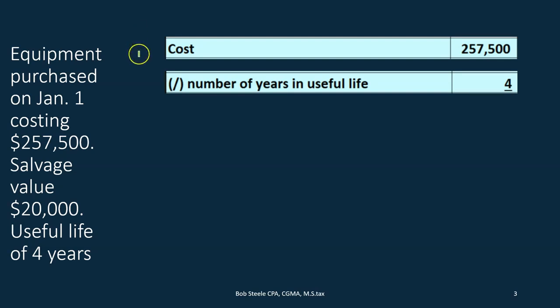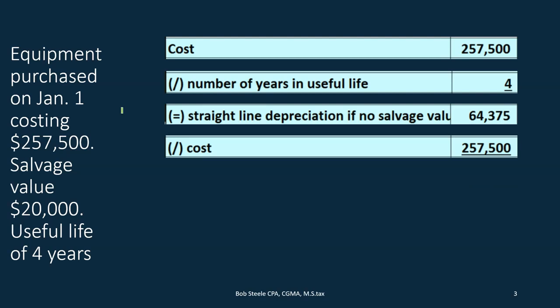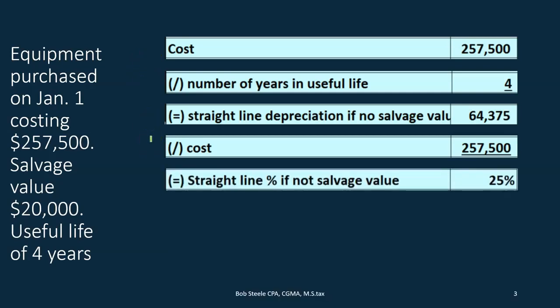So if we take the cost divided by the number of years in the useful life, being 4, that will give us the straight line depreciation if there was no salvage value. So we're just going to allocate evenly over the 4 years down to 0, in this case assuming no salvage value. Keep in mind that salvage value is a factor that confuses people between the two methods. We will have the salvage value as a factor, but it will come in at a later time. Then we're going to divide that by the cost, which is the same cost up here, of course, and that will give us our straight line percent if there was no salvage value.